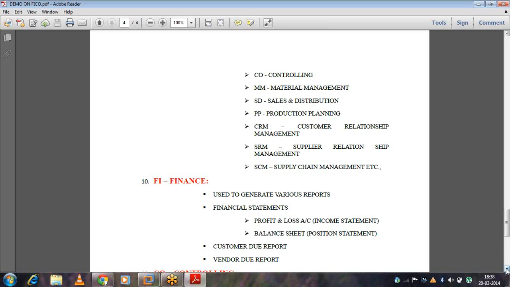Apart from these, using the finance module, as and when you want, you can generate the profit and loss account and balance sheet. You know about profit and loss account and balance sheet, correct? The profit and loss account will give us the profit picture, the balance sheet will give us the financial position picture.